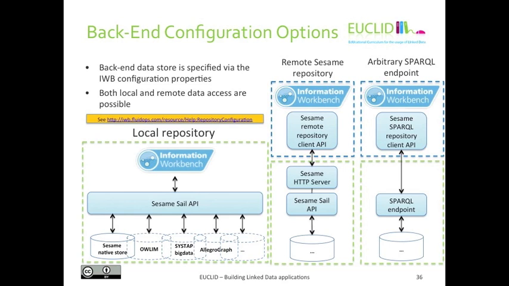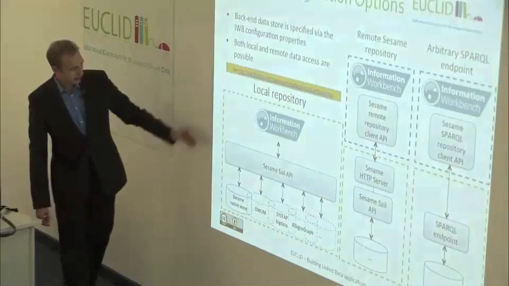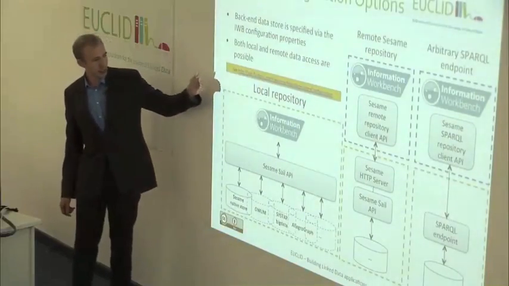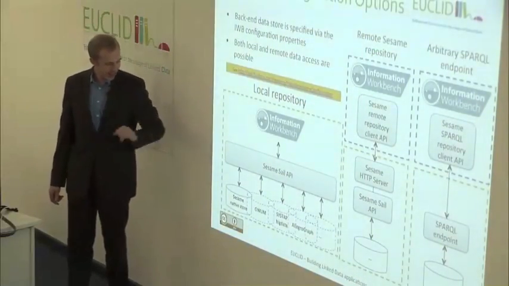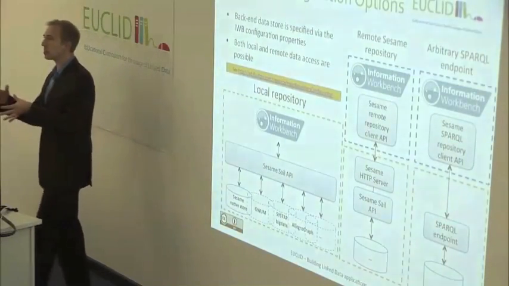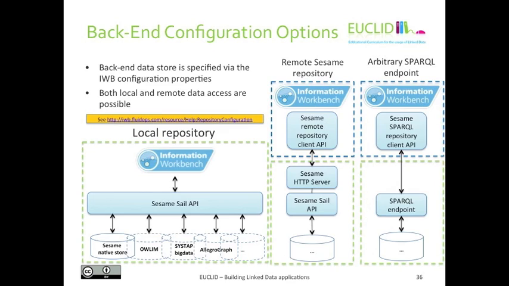There are several ways on how to configure this data backend. The most simple way would be to access a Sesame native store, which is the built-in, very simple hard disk based storage of Sesame OpenRDF. The same thing can happen locally with different databases, different triple stores on the lowest level, not the Sesame native store, but for example OWLIM or others.